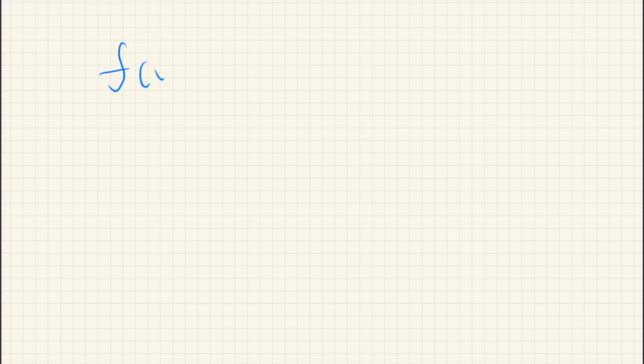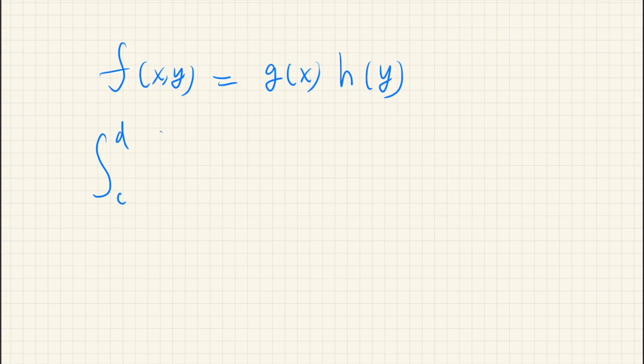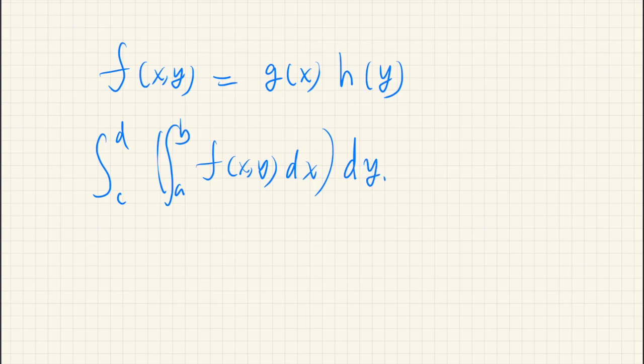When the function f of x and y can be decomposed into the product of a function of x alone and a function of y alone, then the iterated integral can be greatly simplified. That is, for example, if we integrate the double integral over c to d and a to b of f of x, y dx dy.